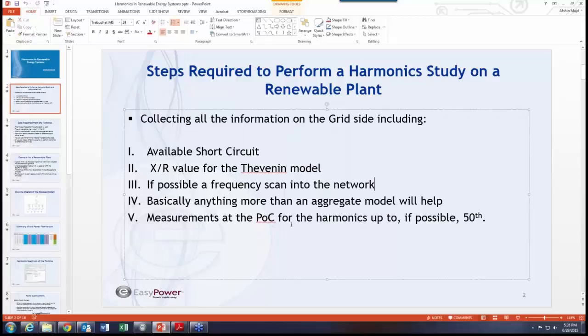And measurements at the point of connection for harmonics, if possible, up to the 50th. You will see, as part of the second half of this presentation, that IEEE 519 2014 requires us to go only up to the 15th harmonic. Anything beyond that really doesn't provide much information to us, and technically we shouldn't consider it a harmonic, at least after the 2014 updates. It becomes more of a high frequency, maybe very high frequency, which goes into a different category of studies.